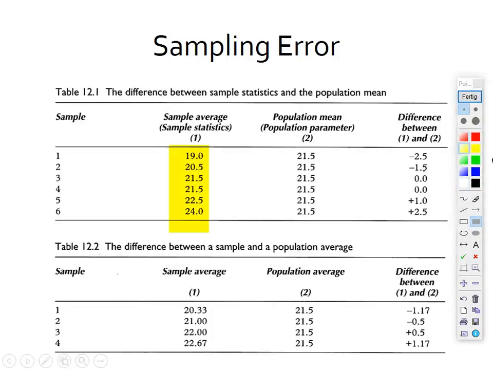We collect data and we estimate, and the real difference is negative 2.5 to 2.5. And let's see another sample. Our average is 20.33, right? And 22.67. And we use the sample to estimate this. And we have a difference between the sample mean and the population mean.